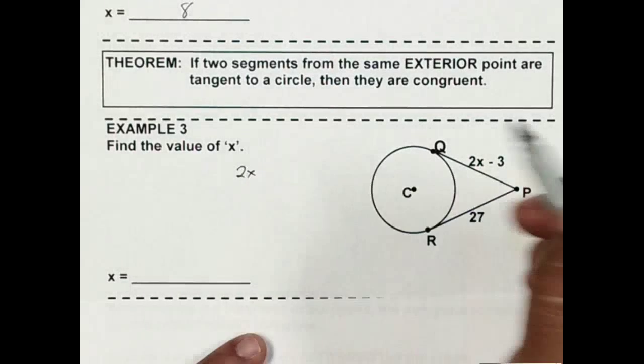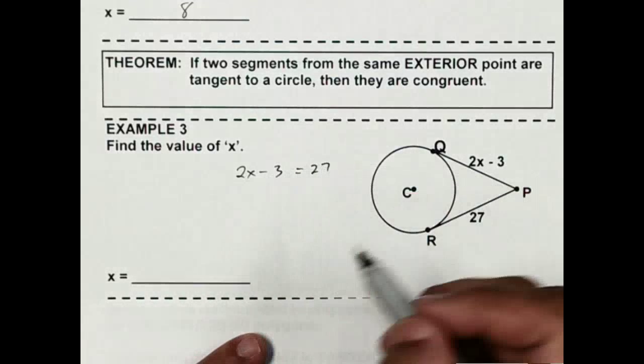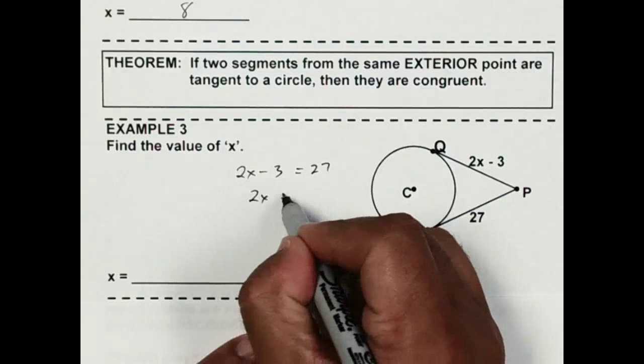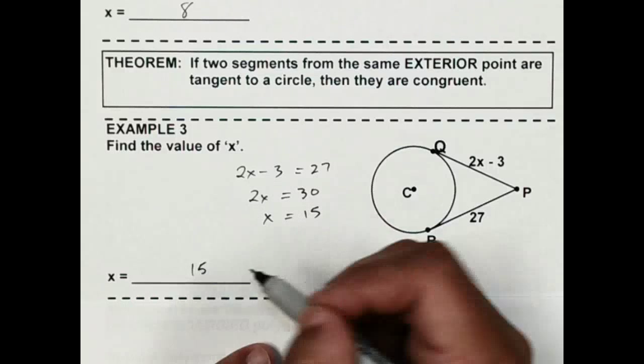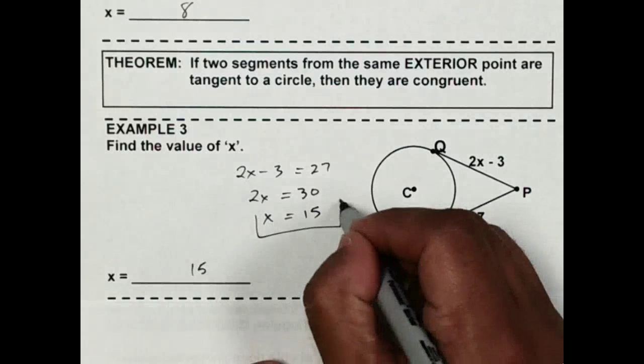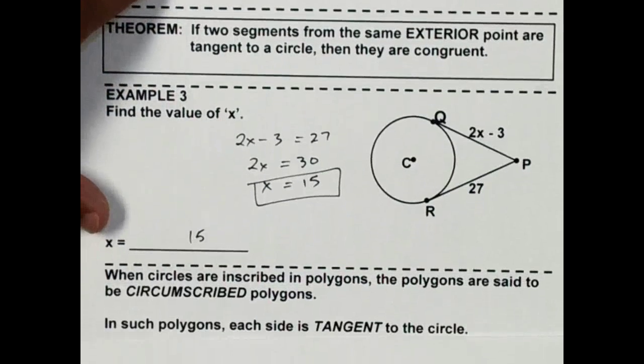So to solve for x, you would do 2x minus 3 is equal to 27. You add 3 to both sides, you get 30. Divide by 2, you get x is 15. Okay, so just some theorems that we're going to use and that you'll need to be familiar with.